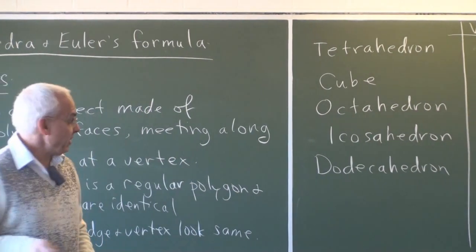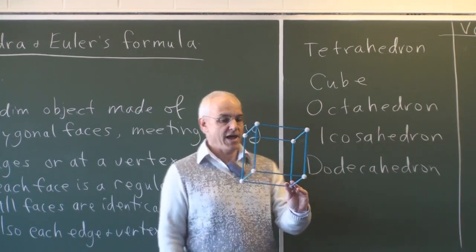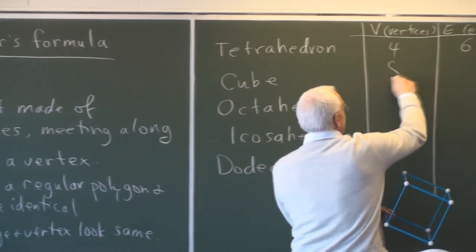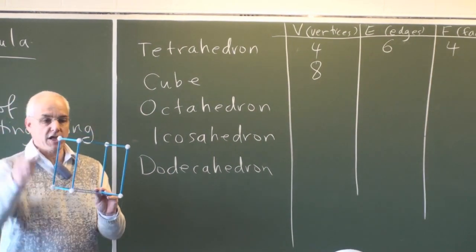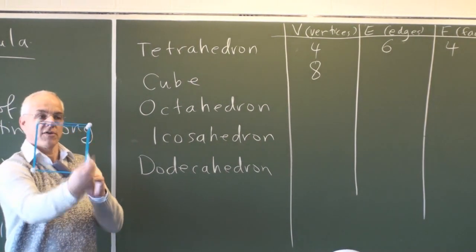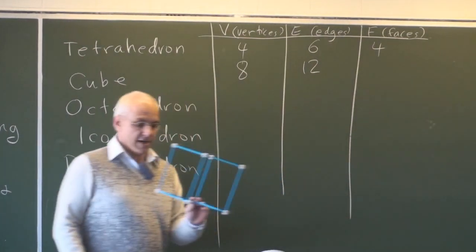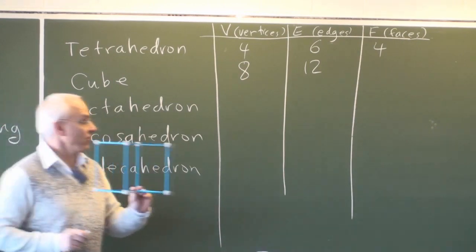The next, probably the most familiar one, is the cube. The cube has 1, 2, 3, 4, and 4, so 8 vertices. It's got 4 edges along here and 4 edges along here and then 4 edges along the sides, so there's 12 edges altogether. And it has 1, 2, 3, 4, 5, 6 faces, each a square.